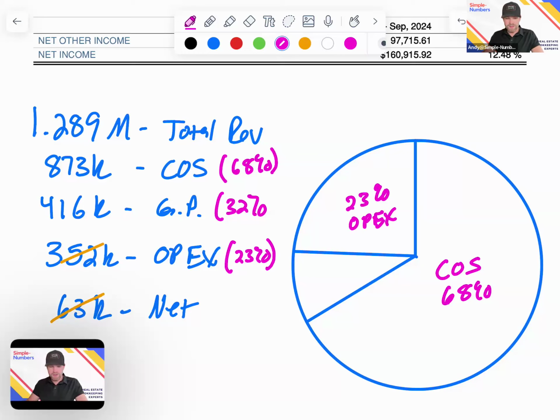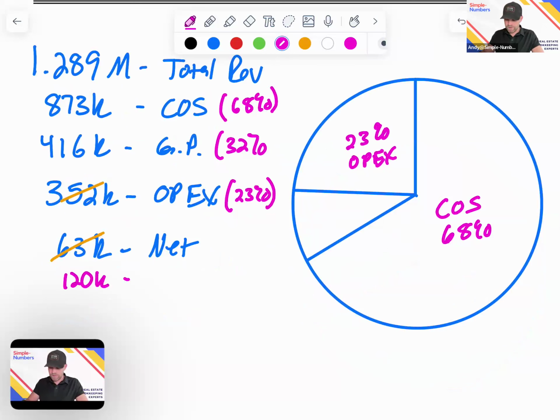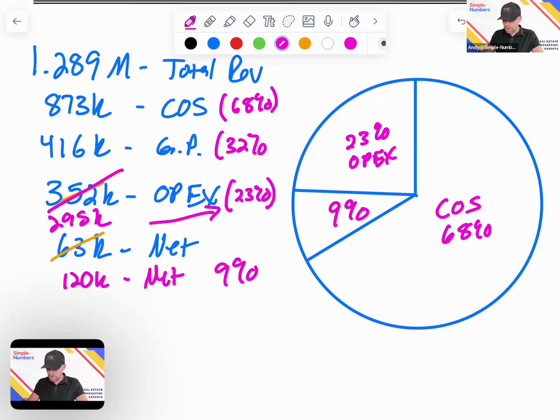Because we paid ourselves a salary. It says on paper he spent $352,000, but really he only spent 302, or actually 295 because of a salary. And we really had 120 in net profit if we add that salary back in. So we didn't spend 352, we spent 295, which is 23%. And then 120,000 in net, which is 9%. But when we add that salary back in, the profit and salary is 9% of the pie.